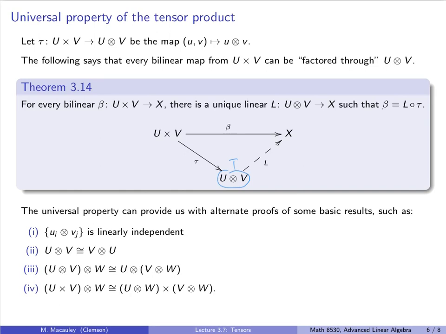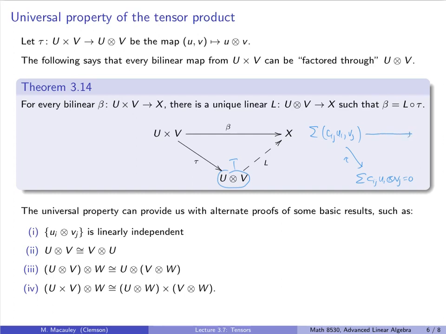Well, one way that we could do it is take an arbitrary linear combination, Cij of ui tensor vj, which is equal to 0. One preimage of this is going to be Cij ui comma vj. Notice another preimage is by putting the Cij over to the right-hand side. So this is a preimage under tau.